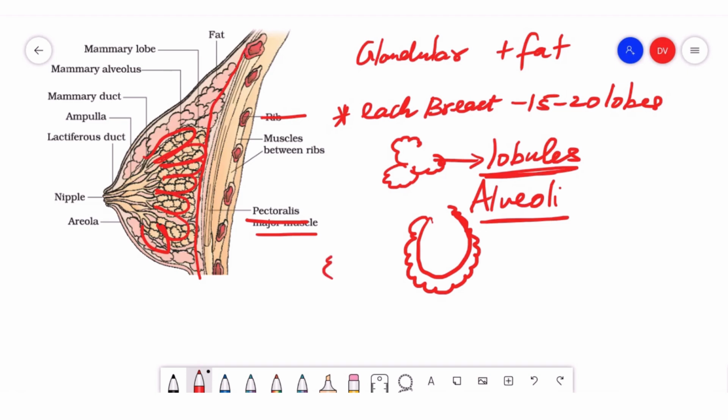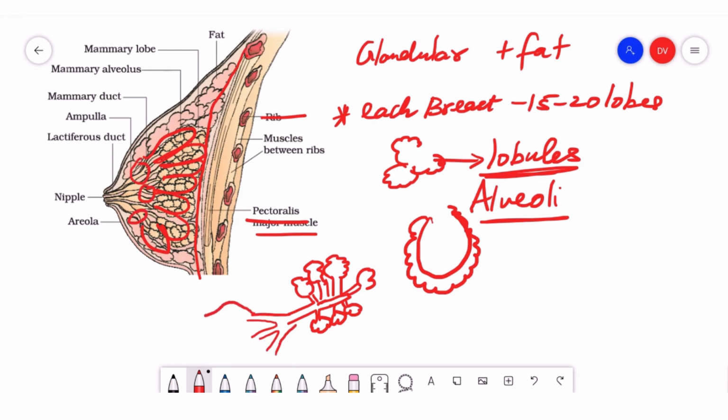The lobules are connected to tubules like this. So these are lobules, and lobules are connected to tubules. Can you see this small stalk there? That is the tubule. All these tubules attach to one long tube which is known as the mammary duct. All the mammary tubules join to the mammary duct.